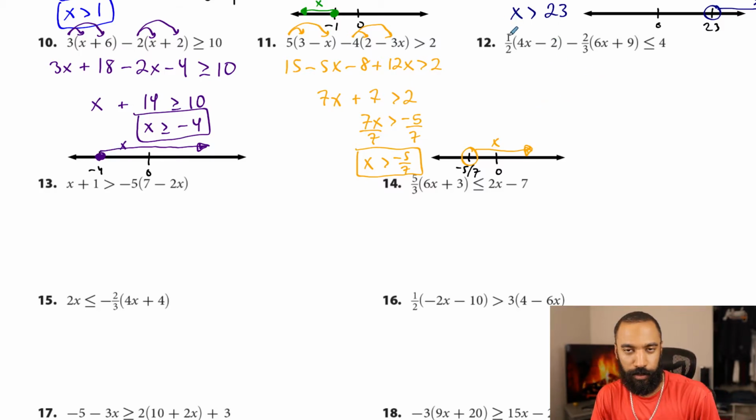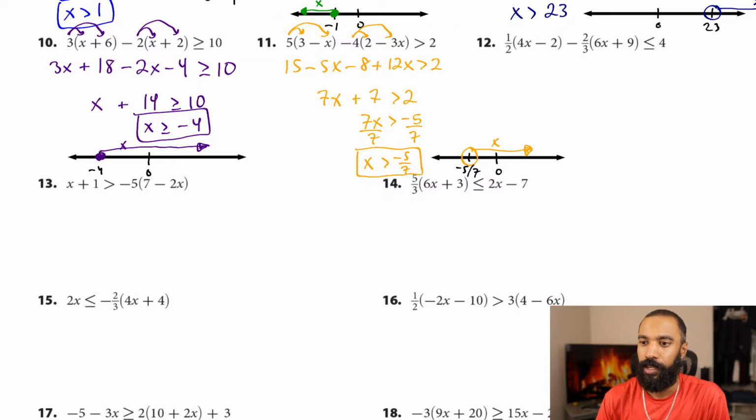Okay, number 12 deals with fractions, but they're not bad because I can take 1/2 of 4 and 1/2 of -2 and not have too big of an issue with it. So number 12, 1/2 of 4 is 2, so that's 2x. I'm distributing, by the way. 1/2 times 4x, 1/2 times -2. 1/2 times -2 is half of -2, which is -1. So you get 2x minus 1.